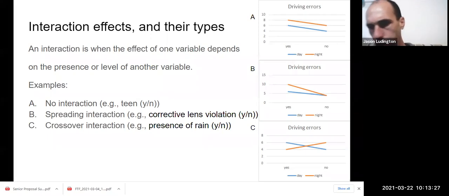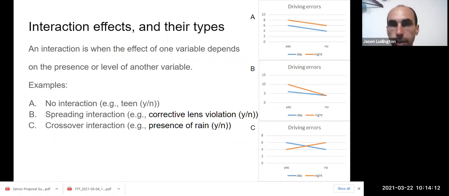All right, so we can see in this crossover interaction that there's presence of rain and absence of rain. So on the left of panel C, the yes level, there's rain, it's raining. On the right, it's not raining, it's dry. All right, so in the daytime, there's more driving errors when it's raining and fewer when it's dry. But in the nighttime, there are fewer driving errors when it's raining and more driving errors when it's not raining.